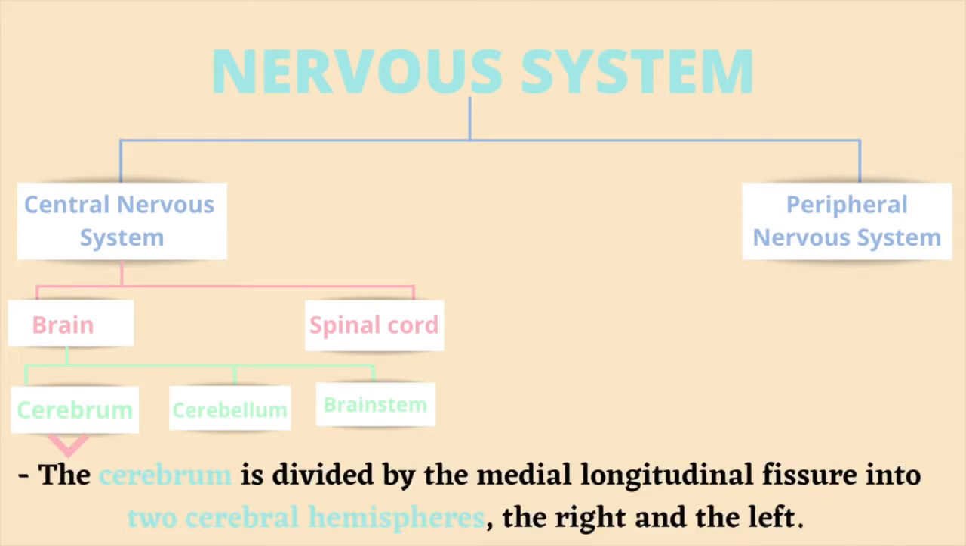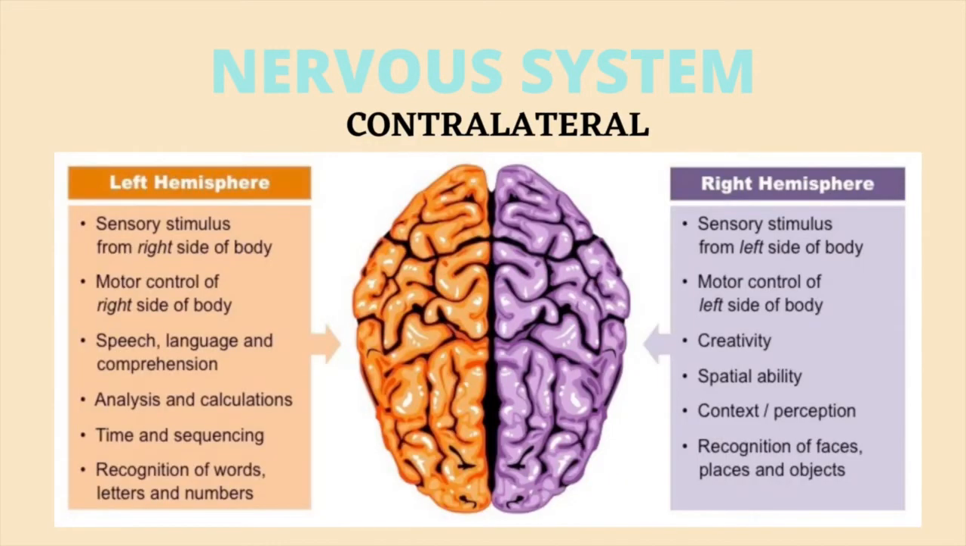So let's start with the cerebrum, which is the largest part of the brain, as you can see in the picture. So the cerebrum is divided by the medial longitudinal fissure into two cerebral hemispheres, that is the right and the left, which is actually contralaterally organized, meaning the right hemisphere controls and processes signals from the left side of the body, while the left hemisphere controls and processes signals from the right side of the body.